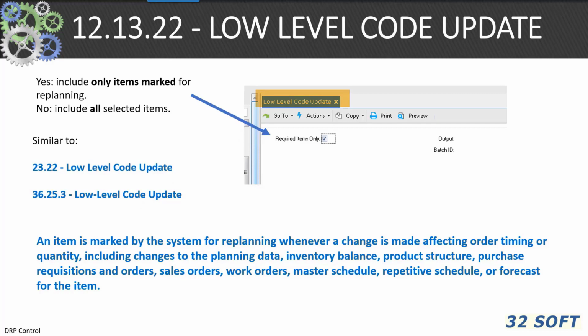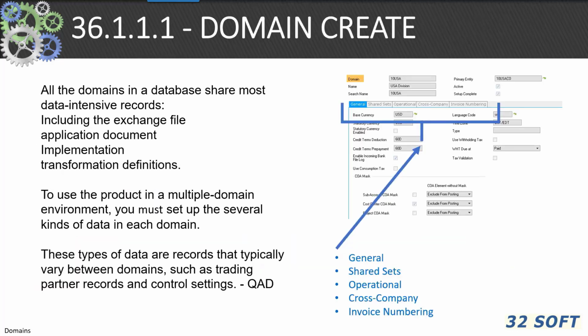DRP uses network and source network codes, in essence, the structure for DRP, as bills do for MRP, so that anytime you have an item that is affected by order timing, planning data changes, inventory balance updates, product structures, the system automatically checks that for recalculation and lets you run the DRP. This is similar to the 23.22 or the 36.25.3.